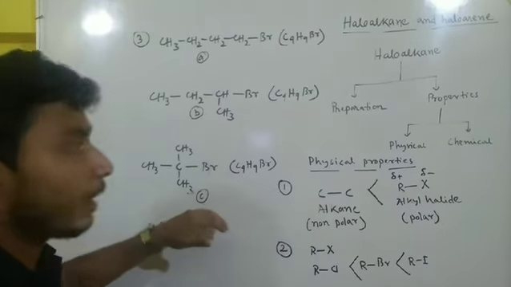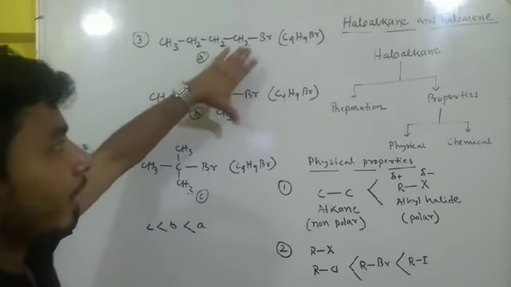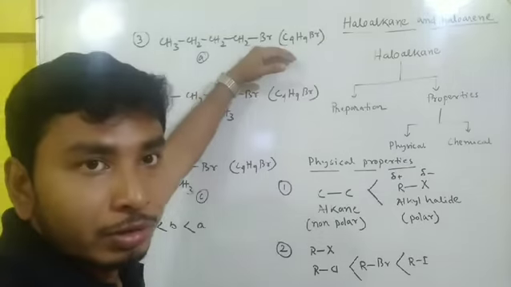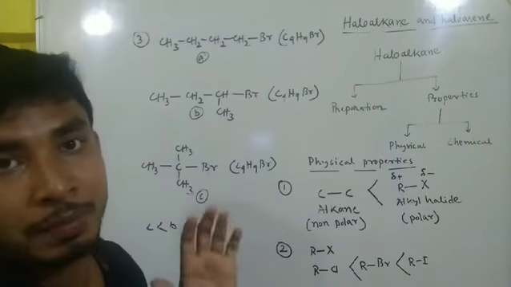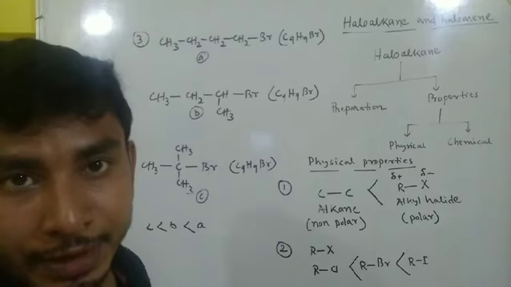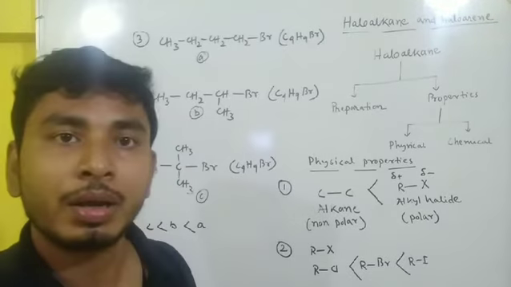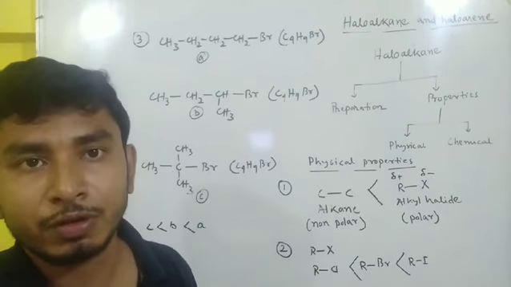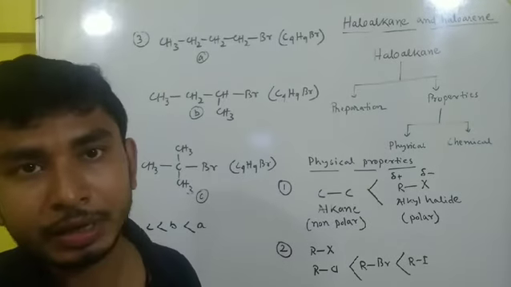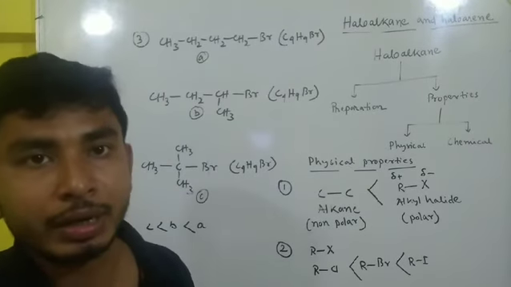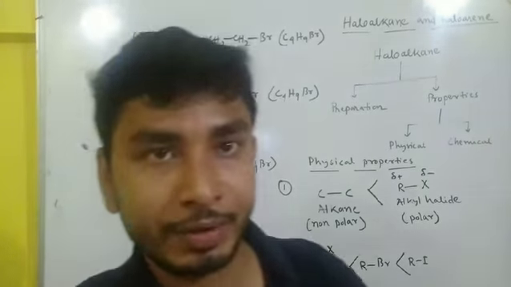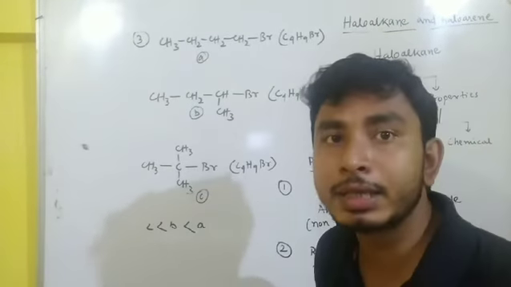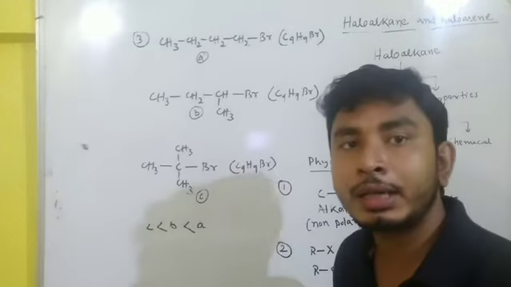Now, isomeric alkyl halides. For isomeric alkyl halides, their molecular formula is the same, that is, their molecular mass will also be the same. So what will be the boiling point? For isomeric alkyl halides, the boiling point increases with decrease in branching. If the branching decreases, the boiling point will increase.